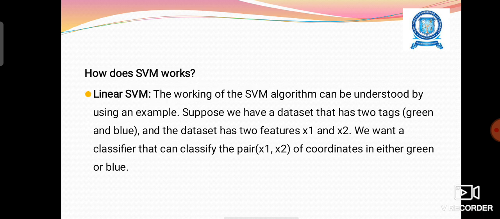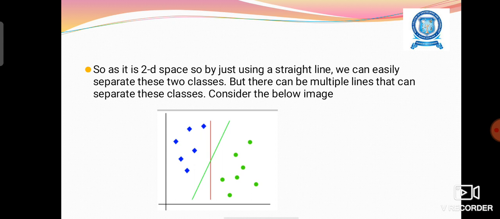So in linear SVM, suppose we have a dataset that has two tags, green and blue, and the dataset has two features, x1 and x2. We want a classifier that can classify the pair of coordinates x1, x2 as either green or blue. There are two coordinates, the x dimension and the y dimension. With the help of x coordinates and y coordinates, we can plot a point. Two types of points are marked with different colors, green and blue. So we get the points like this. It is a 2D space.